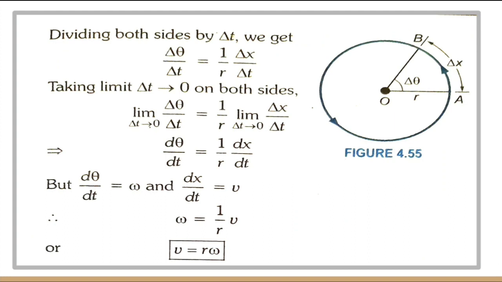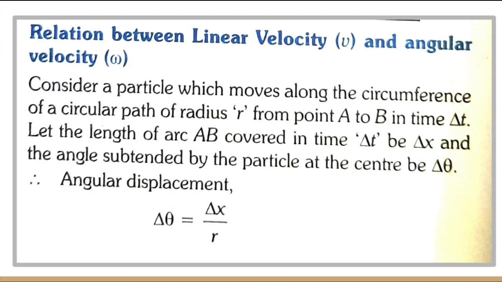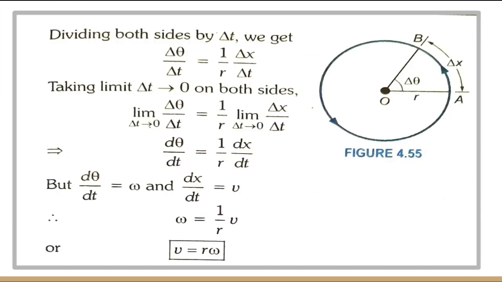So we have delta theta equal to delta x by r. From the definition of angular displacement, we already have delta theta equal to delta x by r. Now dividing both the sides by delta t, we have delta theta by delta t equal to 1 by r into delta x by delta t. Hope you followed. Simply dividing that expression for delta theta by delta t, which is the time interval taken for that motion from A to B.